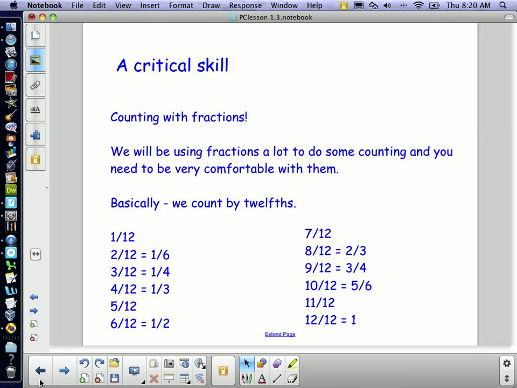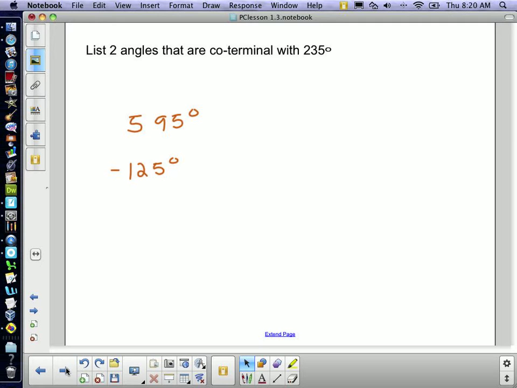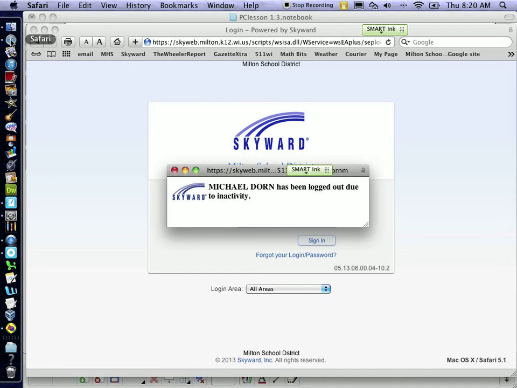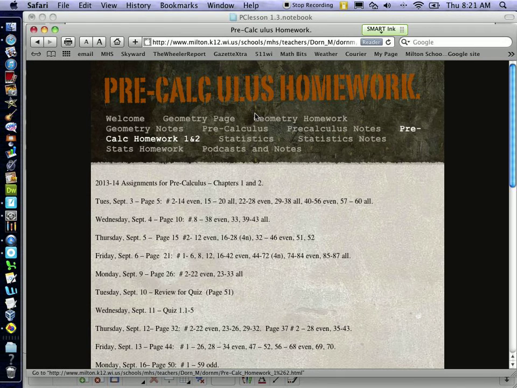Your homework tonight is very much based on this sort of thing. Finding coterminal angles, doing rotations, stuff like that. Pretty straightforward. And to put that on the board for you, as we are running out of time, it's PLC day. Pre-calc homework. There we go.